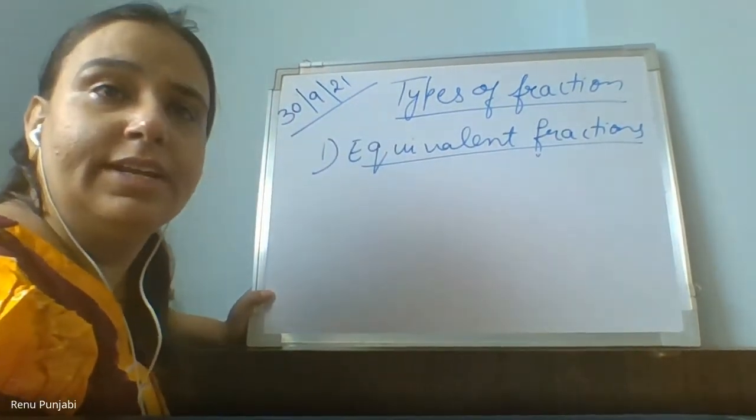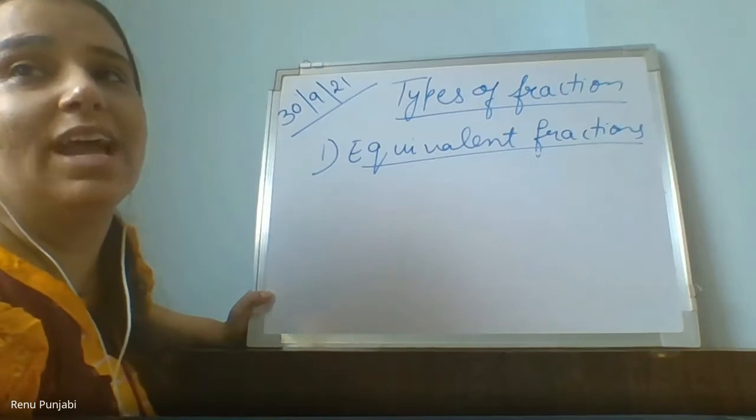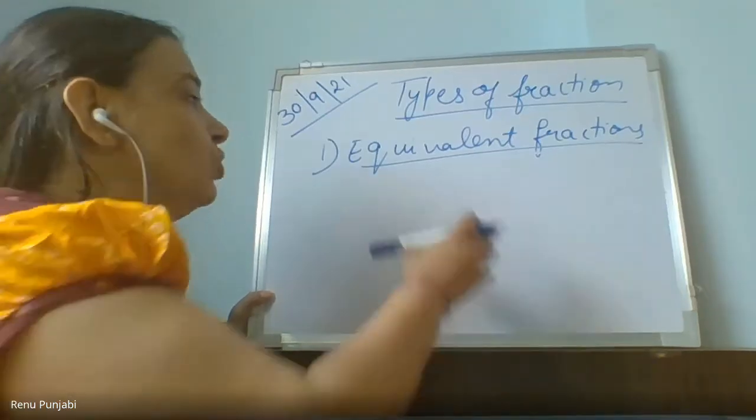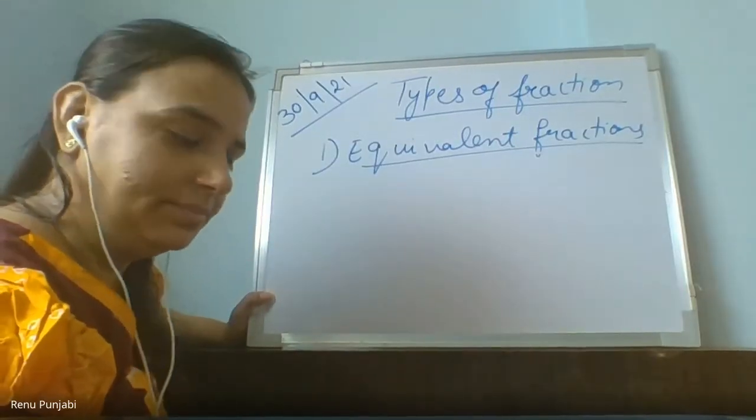Can anyone explain to me? Ma'am, I only know proper fractions and improper fractions. There are 5 to 6 different types of fractions. Ma'am, I learned only improper and proper. Equivalent, yes, explain. Ma'am, I don't know what it is.